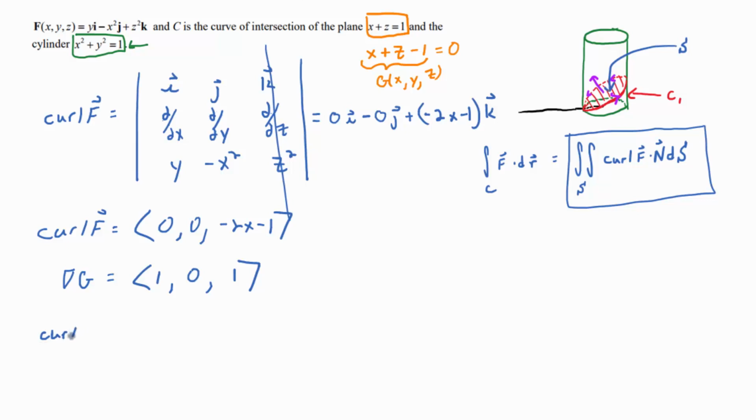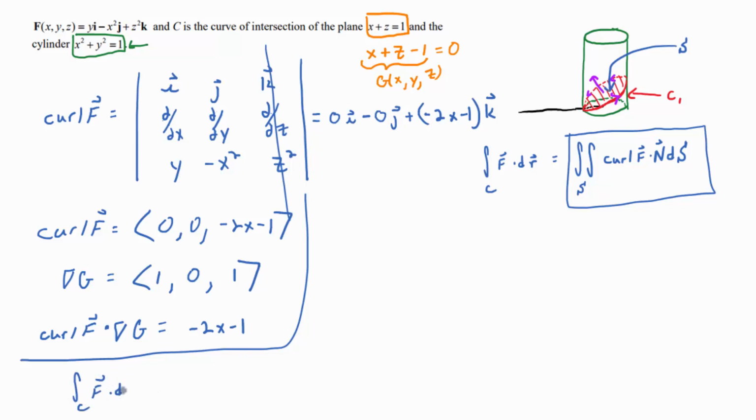So let's take the dot product. What do we get? The curl of F dotted with del g. What does that equal? So just negative 2x minus 1. Okay. Everybody comfortable with that? All right, so let's set up the integral then. We'll say this, starting right here, that the line integral is equal to what? What's R going to be?